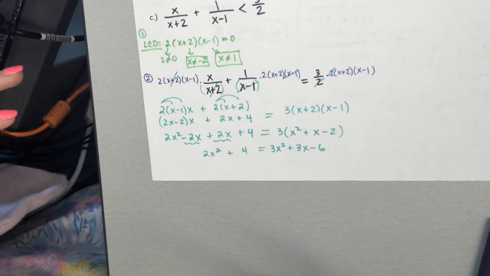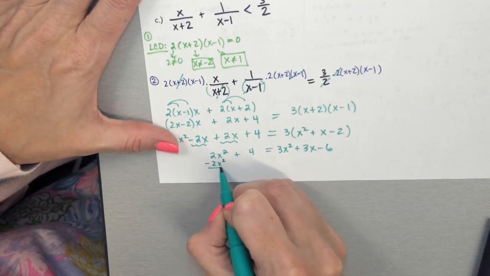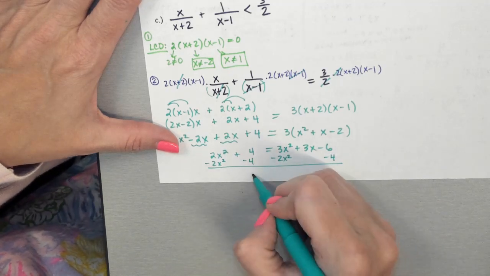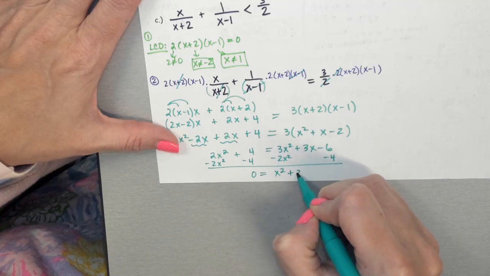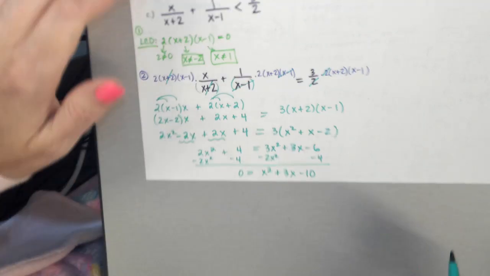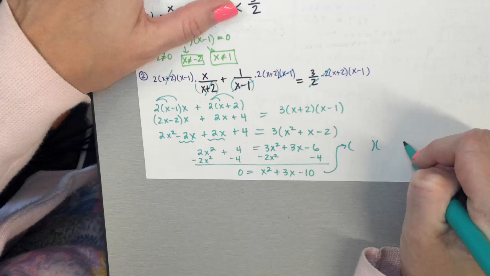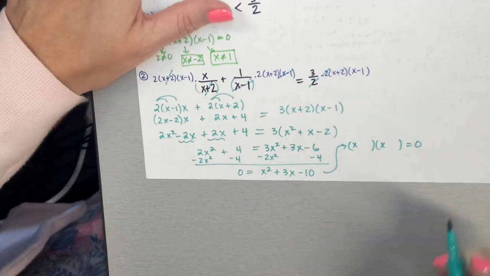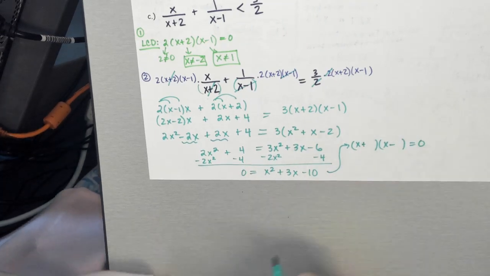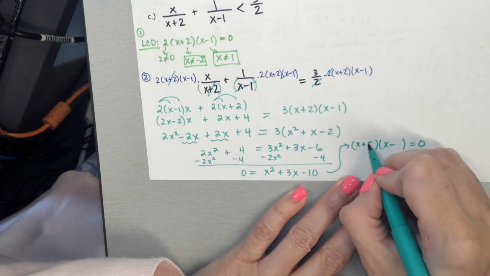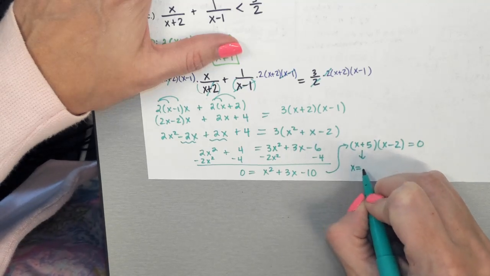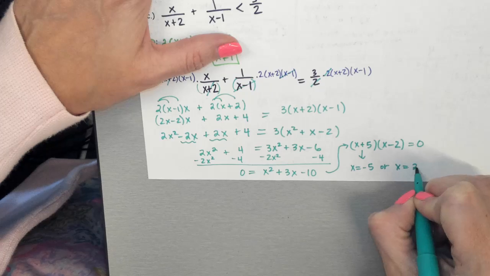If you have an x squared and an x, we're going to move everything over to one side. Okay, so then we'll have 0 equals x squared plus 3x minus 10. So if I factor, I have to multiply to a negative, which lets me know I have a plus and a minus. So if I do plus 5 minus 2, that's going to add a positive 3. Okay, so from here I get x equals negative 5 or x equals positive 2.